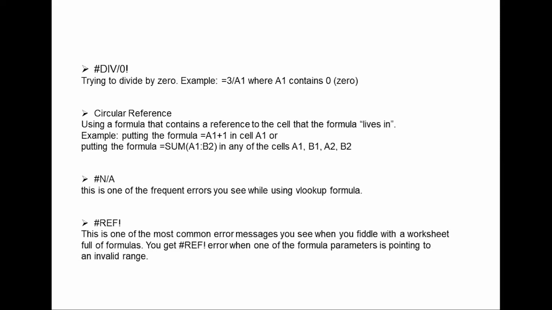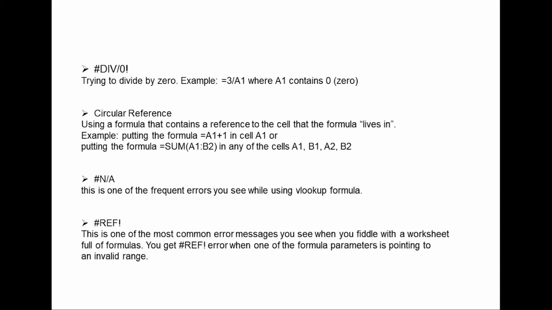Then any of the circular references. Circular references basically contain a reference to the cell that the formula lives in. For example, let's say you put a1 plus 1 in cell a1, or else put a1 into b1. These types of references lead to a circular reference wherein the formula lives in it. So there is already a formula existing in that cell, and then you are again applying the formula with the same cell and the same reference. That will lead to a circular reference.